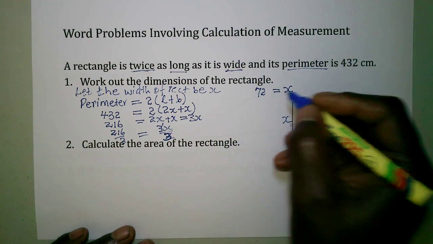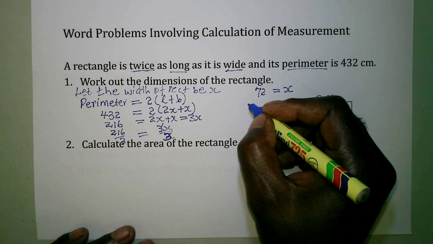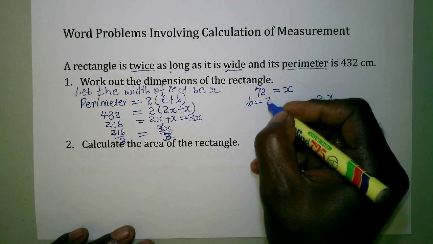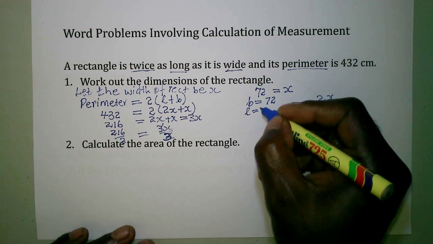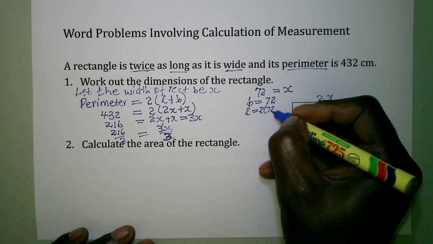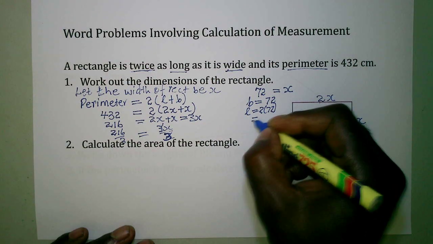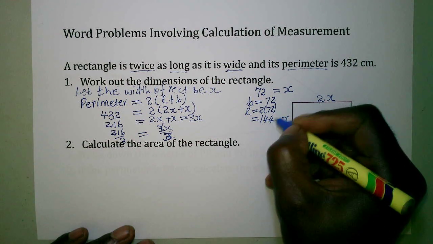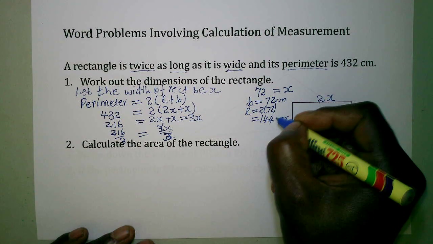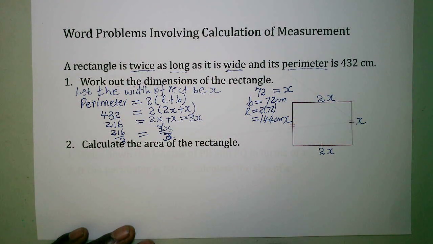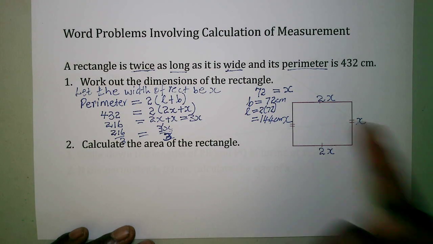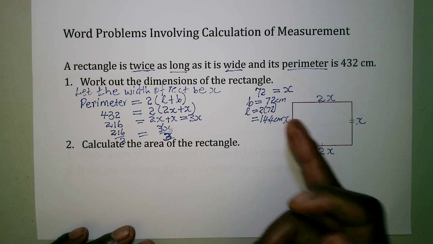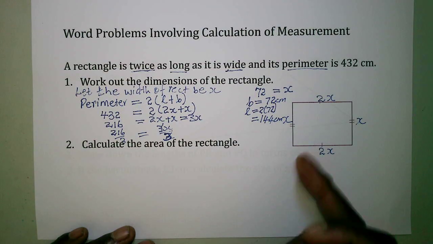So that is our B. Our B is 72. So our length is twice 72, which will give us 144 centimeters. Both are in centimeters. Okay, our breadth is 72 centimeters, which is our width, and our length is 144 centimeters.